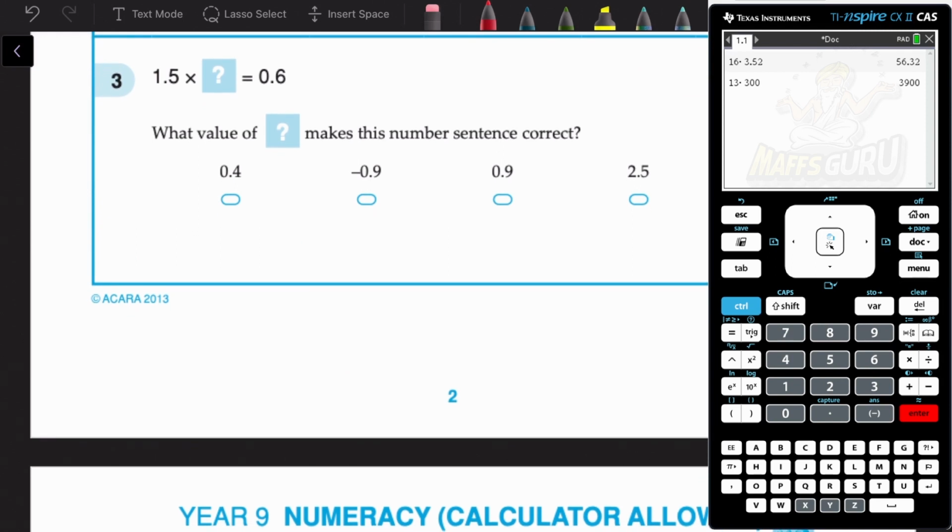1.5 times what is 0.6? Well, in fact, I'm going to do this backwards. I'm going to do 0.6 divided by 1.5. So 0.6 divided by 1.5, hit enter, gives me 0.4. Color in my lozenge.